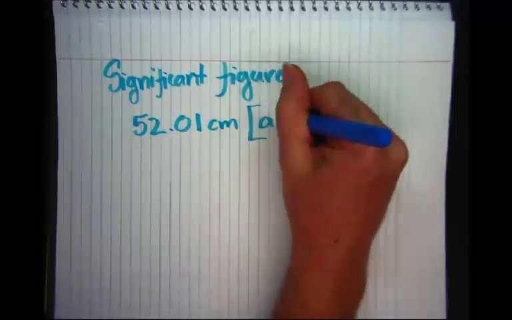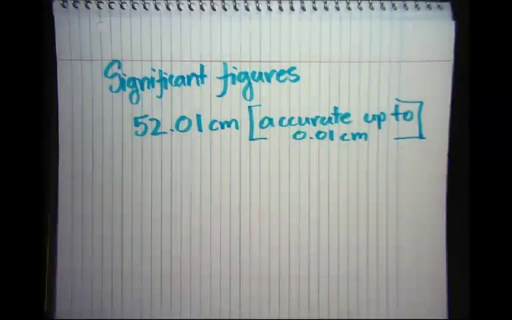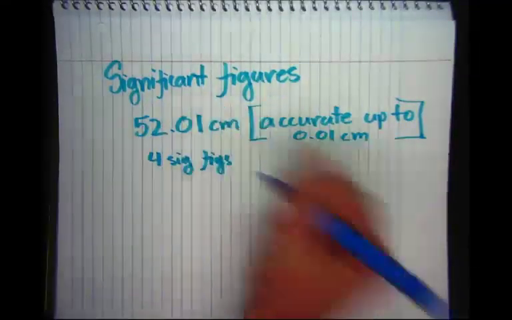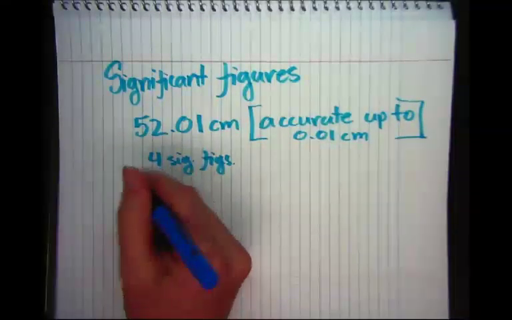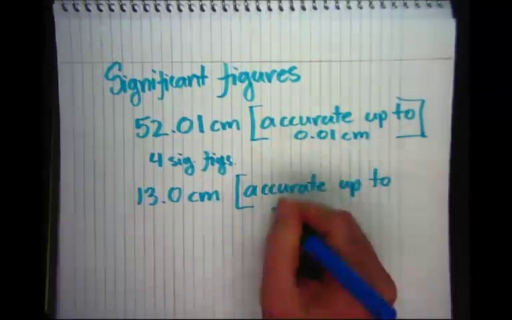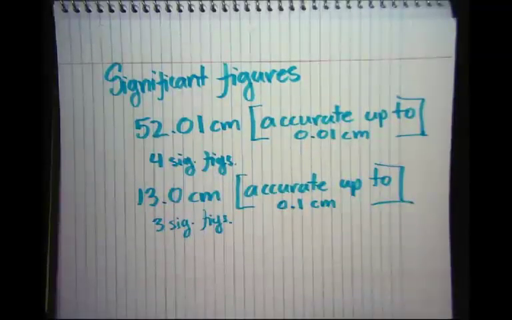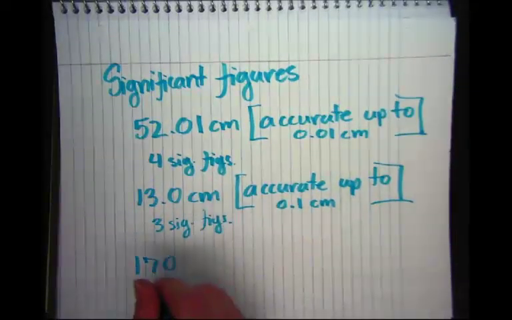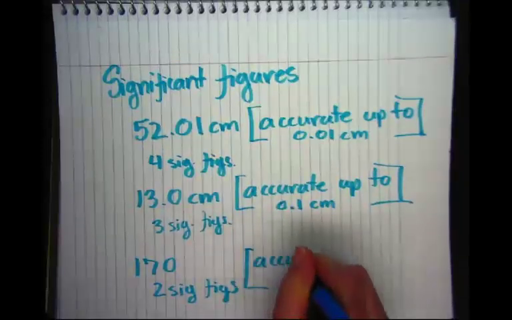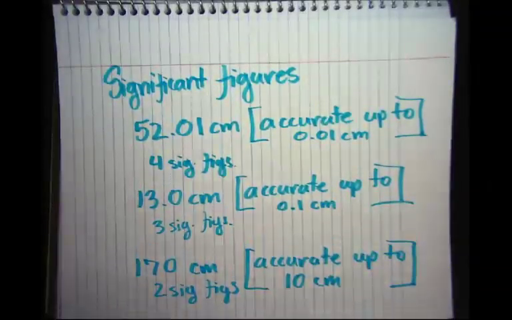So let's talk about 52.01 centimeters. This is accurate up to 0.01 centimeters and gives you four significant figures, which means it's a pretty accurate measurement. Now, 13.0 centimeters is more like something you'd read off of your ruler. It's accurate up to 0.1 centimeters and has three significant figures. Now, 170 only has two significant figures, even though you see that zero, because it's only accurate up to 10 centimeters. So it's not as great of a measurement as we would like to see.